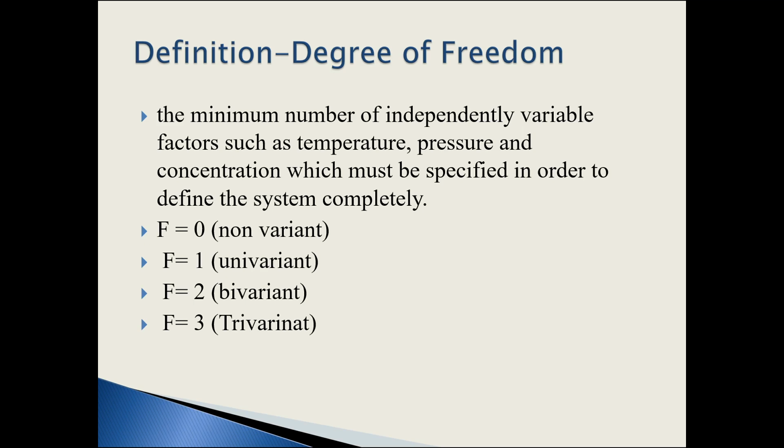The degree of freedom is the minimum number of independently variable factors, such as temperature, pressure and concentration, which must be specified to define a system completely. F = 0 means non-variant, F = 1 means the system is univariant, F = 2 means bivariant, and 3 means trivariant.